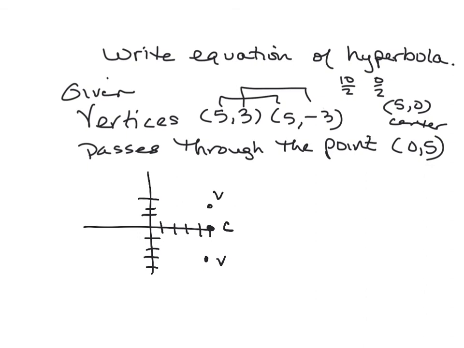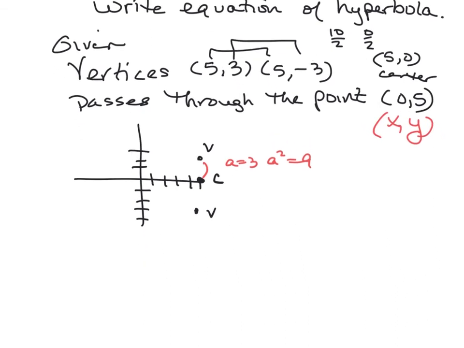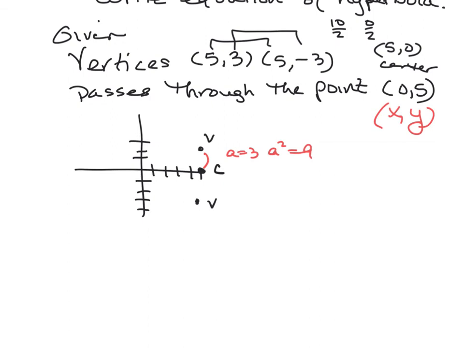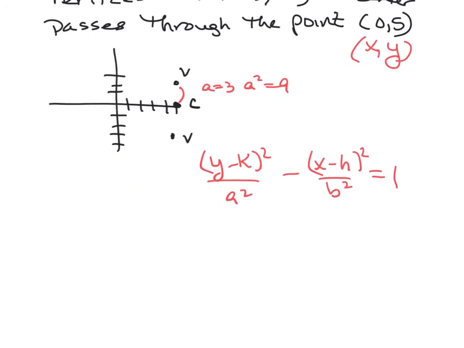Next, I can figure out my a value, and I can see that the number of spaces between the center and the vertex is 3. So a squared is 9. Remember, the point that it's passing through has an x and a y. Now I'm going to replace. It's actually vertical, since the vertices are on top of each other. So the equation is y minus k squared over a squared minus x minus h squared over b squared equals 1.